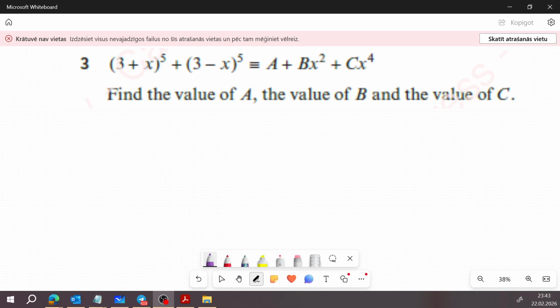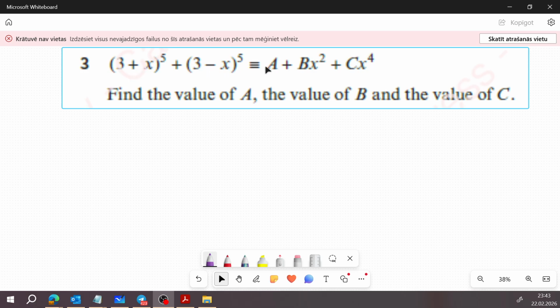Now we will solve this exercise. We can solve this exercise only using Pascal triangle because we still don't know other topics. Here we can see on the left side two polynomials which shall be expanded, and on the right side you have the following. And we have to find values of a, b, and c.